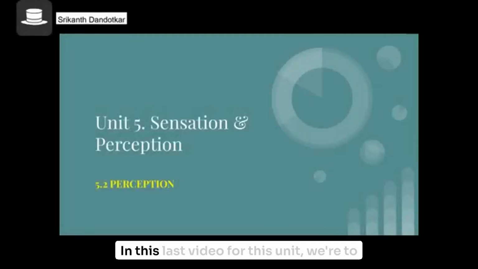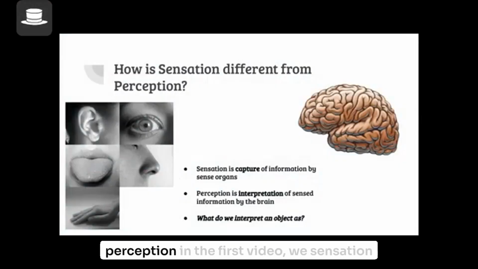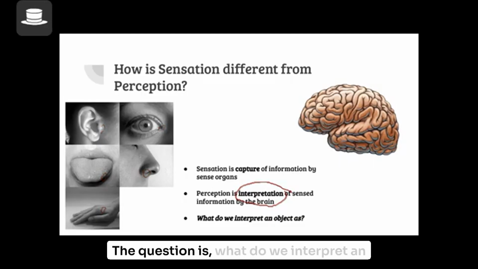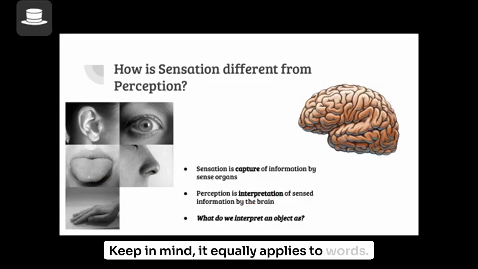Welcome back. In this last video for this unit, we can talk about perception. If you remember how we defined sensation and perception in the first video, we said sensation is mere capture of information by your sense organs. Perception is the interpreting part of the sense information by the brain. The question is, what do we interpret an object as? Keep in mind, it equally applies to words.